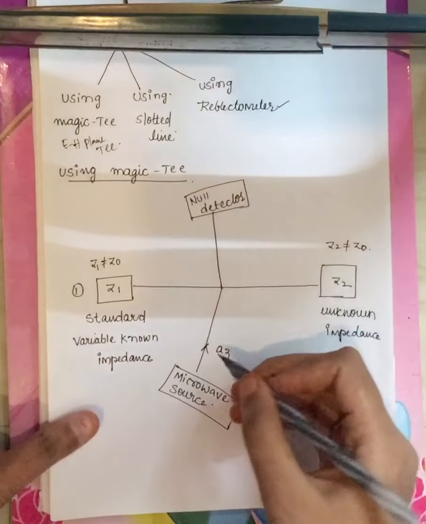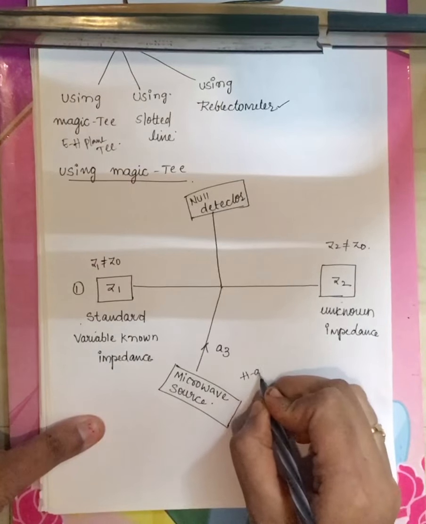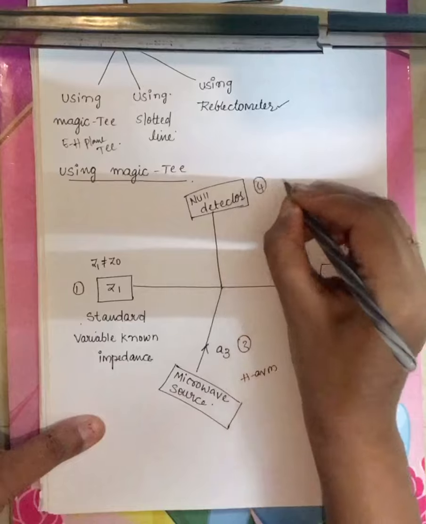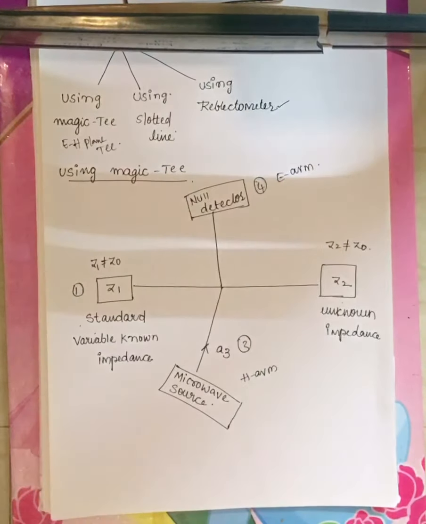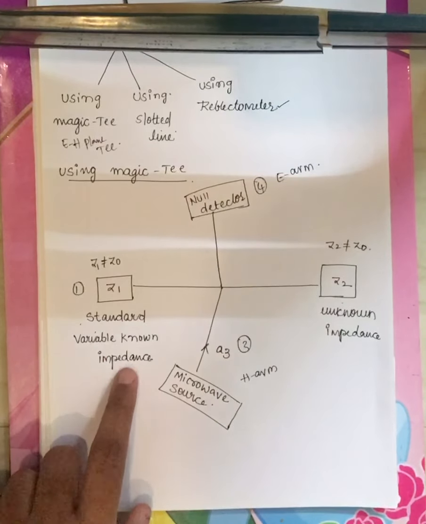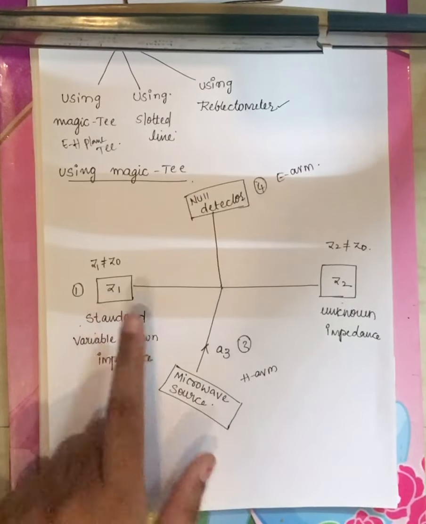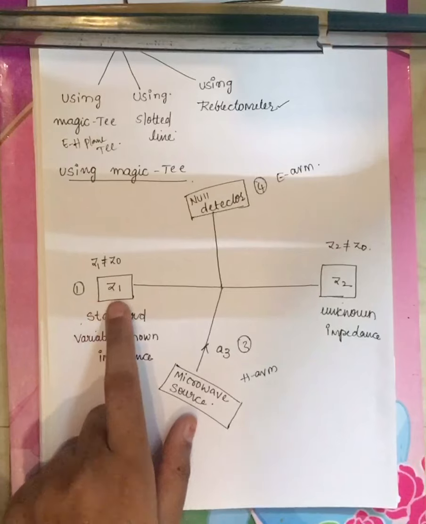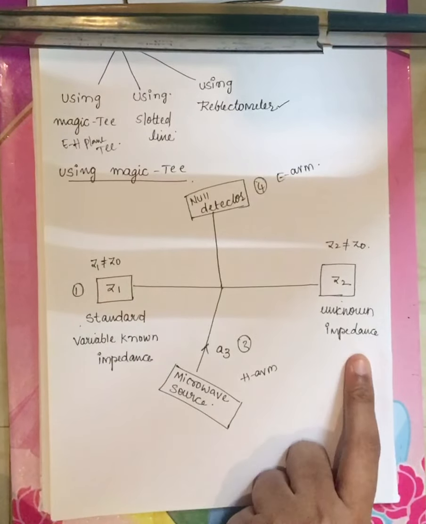Now this is your magic T: port 1, port 2, and this is your H-arm, port 3, and this is your port 4, nothing but your E-arm, right? Now the standard variable known impedance, Z1, is known to the user. That particular variable known impedance is connected at port 1, right? And the unknown impedance is connected to port 2.